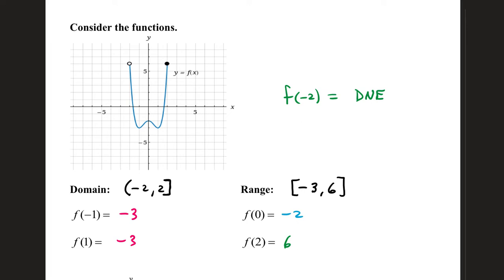For f of 0, we go to this point, the x-coordinate's 0, the y value is -2, and so that's what we report as our function value. f of +2, that's up here where this closed dot is, and that has a y value of 6. Now, back to that open point, the x value there is -2. If you were asked to find f of -2 for this particular graph, it does not exist because that point is not filled in.